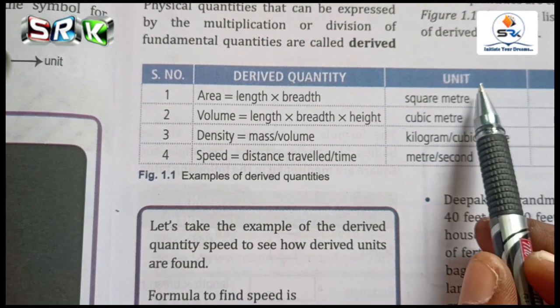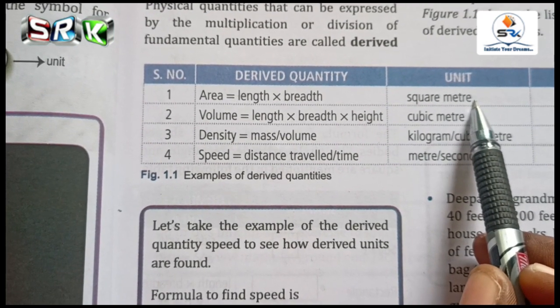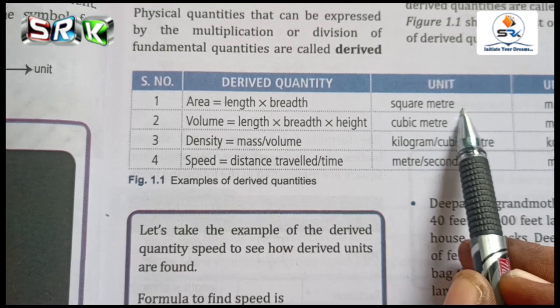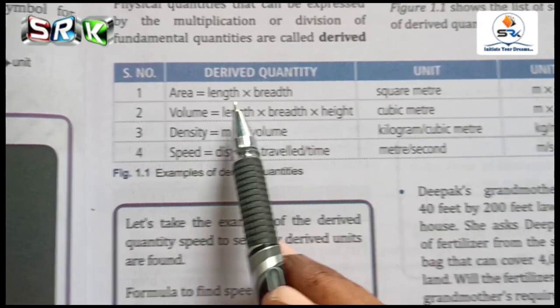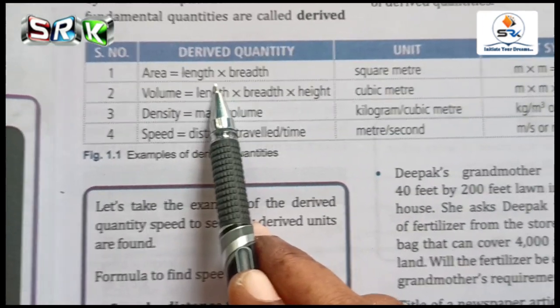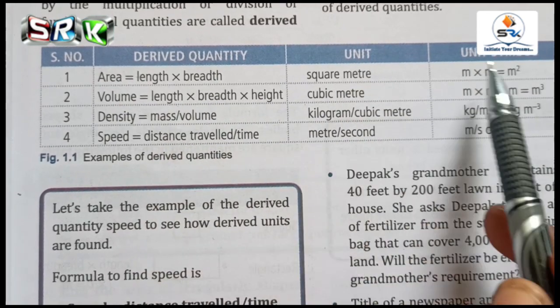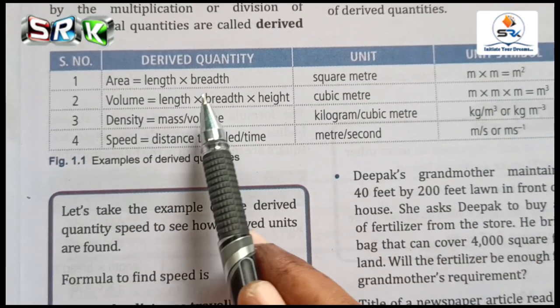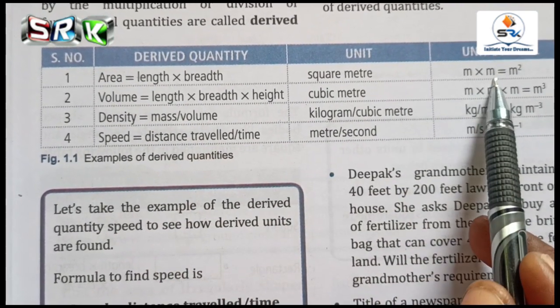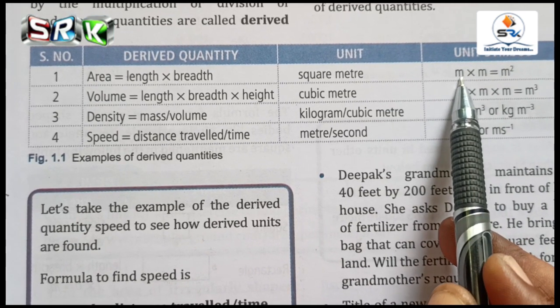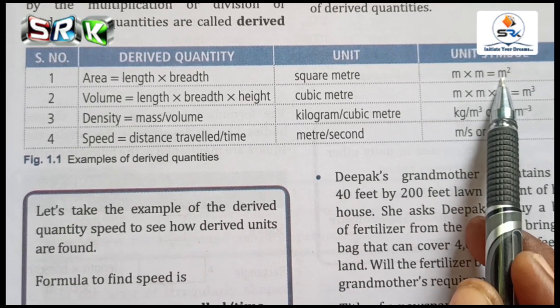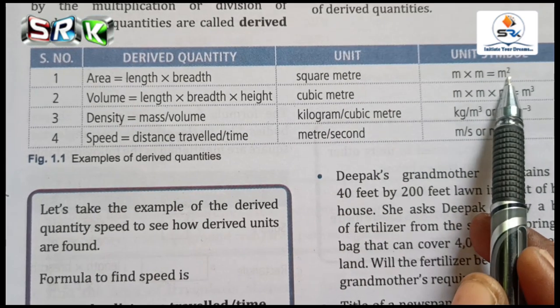What is the unit used to represent an area? It is square meter. Length is measured in meters. Likewise, breadth is measured in meters. So if you multiply meter into meter, you will get meter square as the answer.